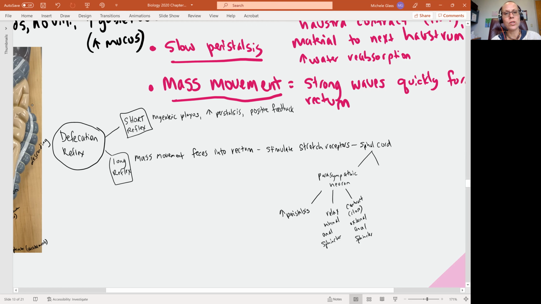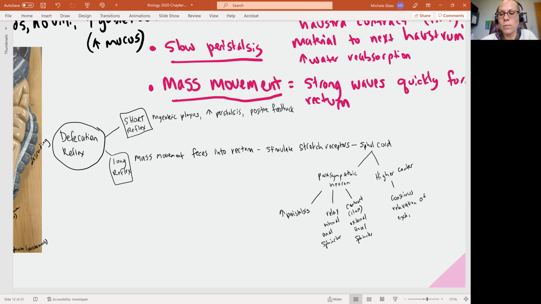We said this signal goes to the spinal cord, and from there it is going to go up to our conscious, I'm just going to say higher center. So it's going to our cerebrum, where we become consciously aware, and then we're allowed to do the conscious relaxation of the external anal sphincter, which then is actually defecation. Or not. So if you're not in a situation where you can go, you can hold it. And that's going to stop the signaling.